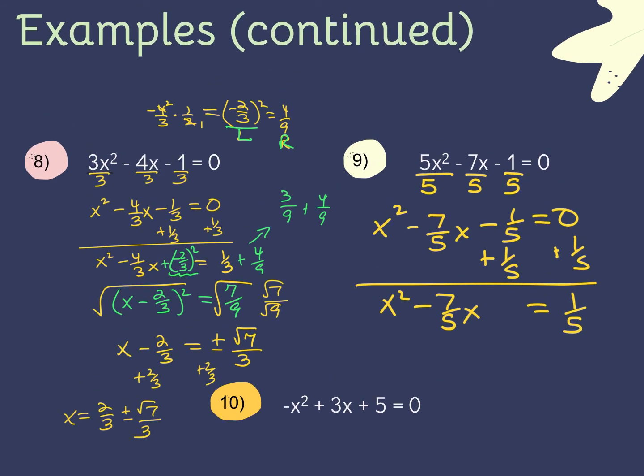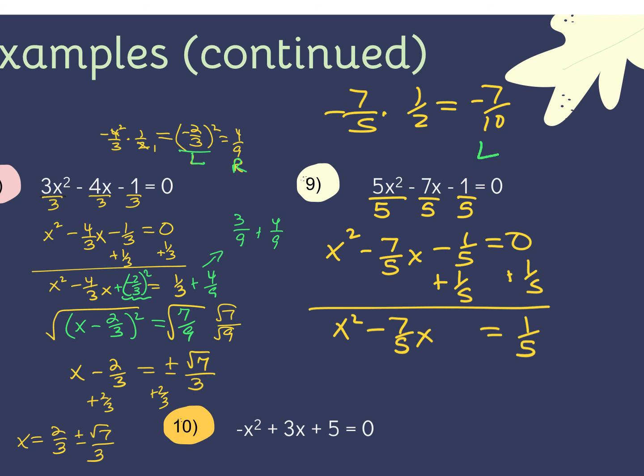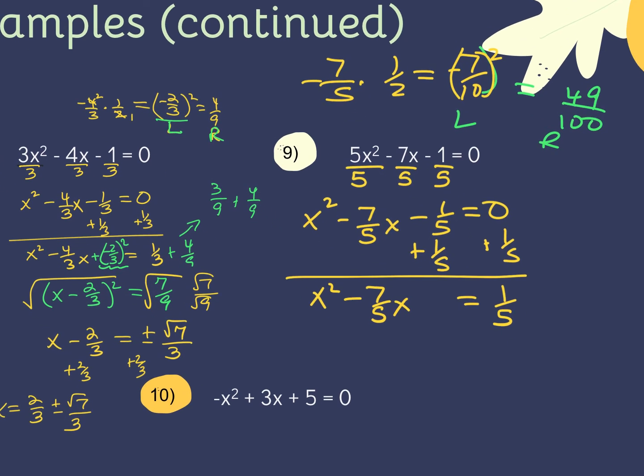Take the b term, divide it by 2, which is the same thing as multiply by the reciprocal, which is 1/2. And this becomes negative 7 over 10. This is what I'm going to be adding to the left, this number squared. And then to the right, I square it, and I get 49 over 100. So in here, I'm putting plus the negative 7/10 squared. Over here, I'm adding 49 over 100.